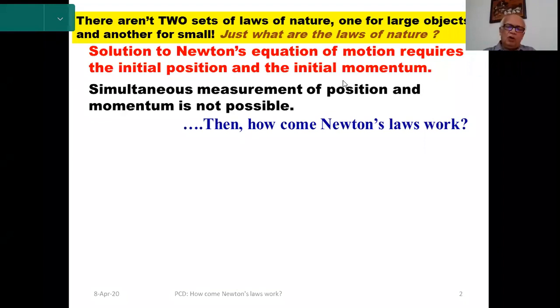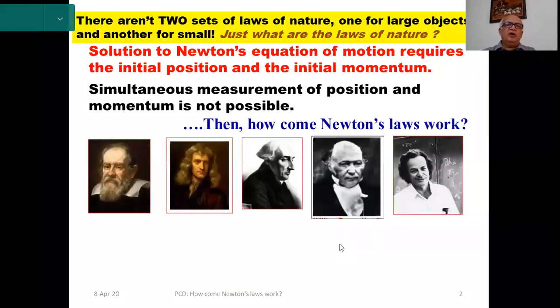So what we are going to discuss this morning is how come Newton's laws work? And to extract the answer from the laws of nature, from the laws of physics, we are going to go through the work of Galileo, Newton, Lagrange, Hamilton, and a good bit of my talk will be about Feynman's contribution to our understanding of this question.